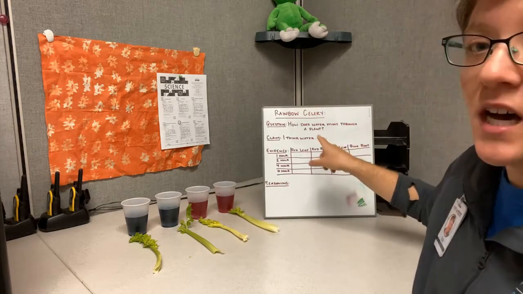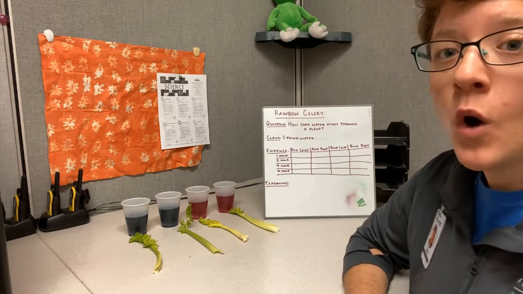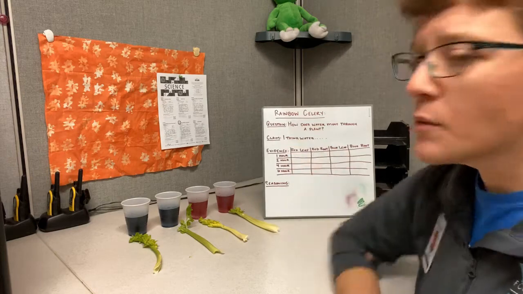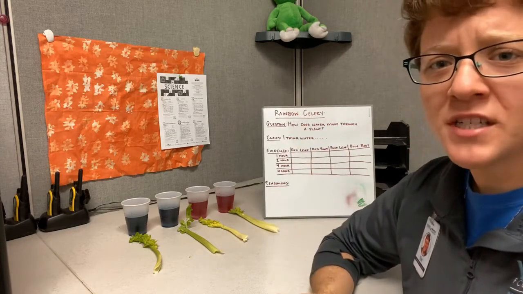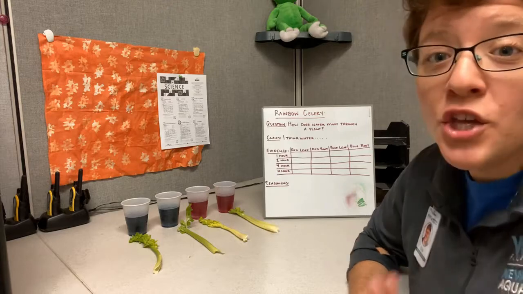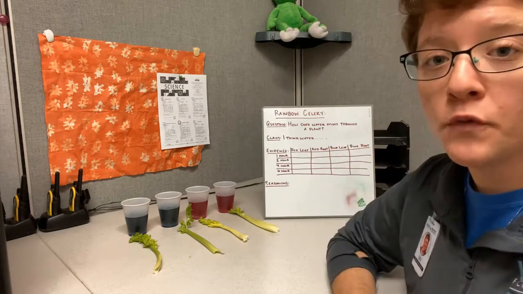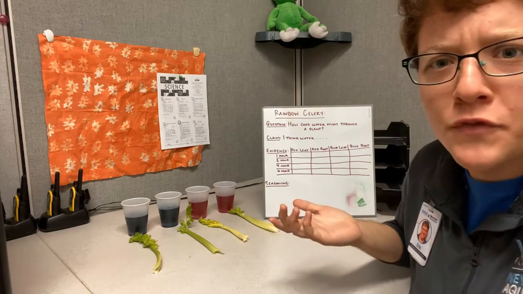So I've got a sort of data sheet here on my whiteboard that you guys can copy or make your own. But we start with a question. We always have to have a question in science. That's what it's all about. It's simply about asking questions and finding your own answers. So my question today is, how does water move through a plant? How does water move through a plant, right?